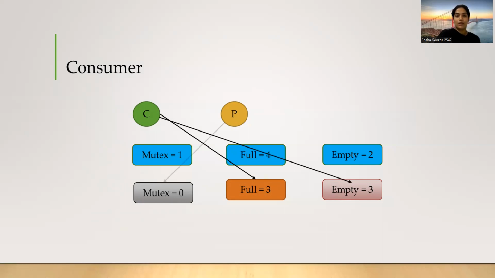Now what happens? The producer will check the mutex value. It sees that mutex is 0, which makes the producer understand that the consumer is consuming. So the producer will wait till the consumer finishes the consumption. Okay, so this is with regard to the consumer and the producer processes.